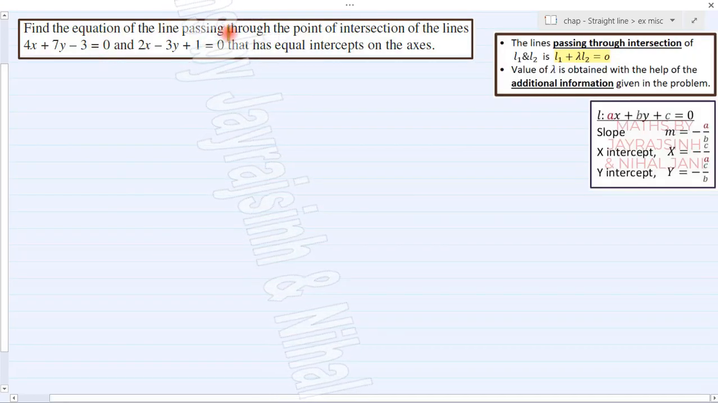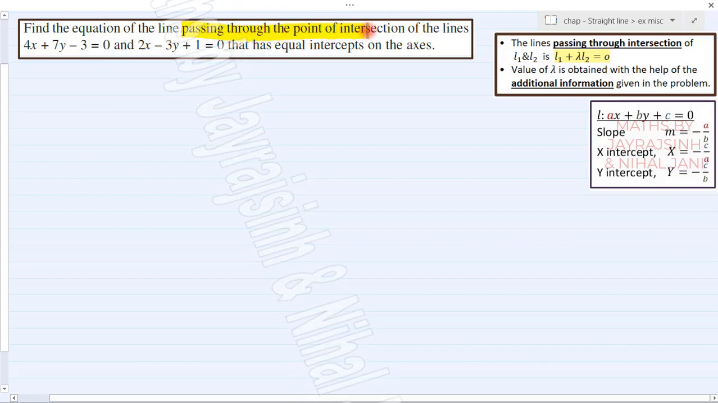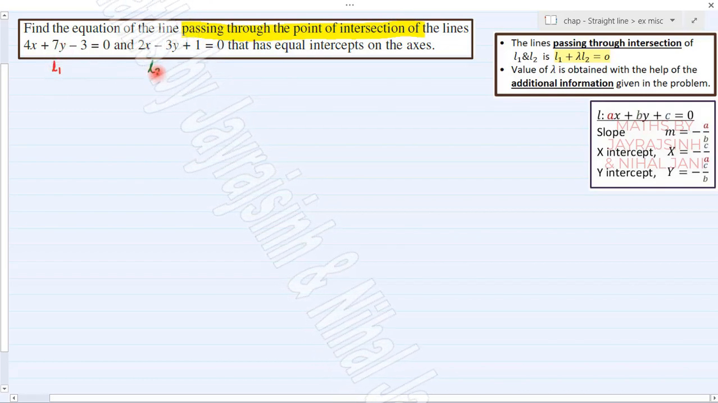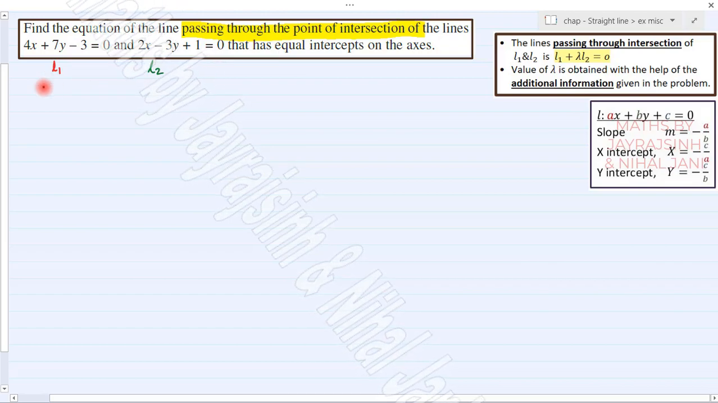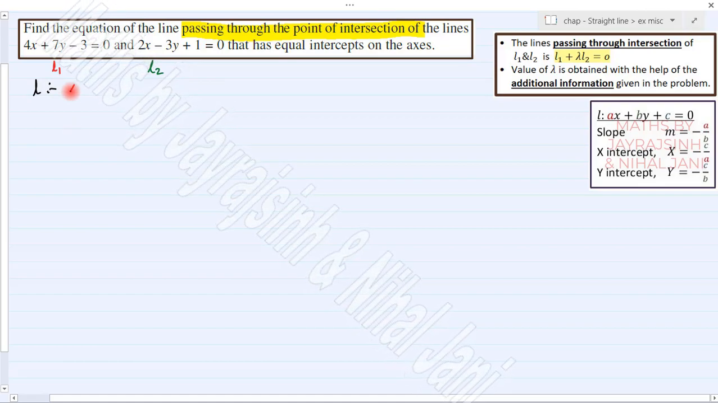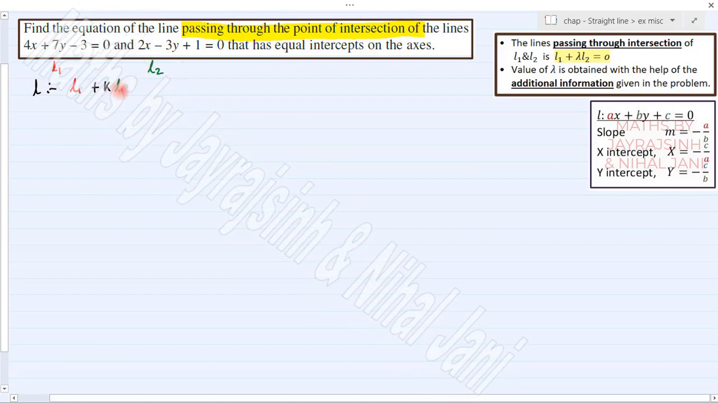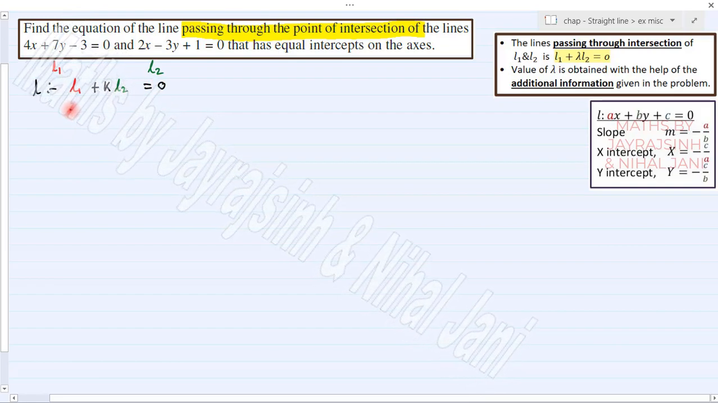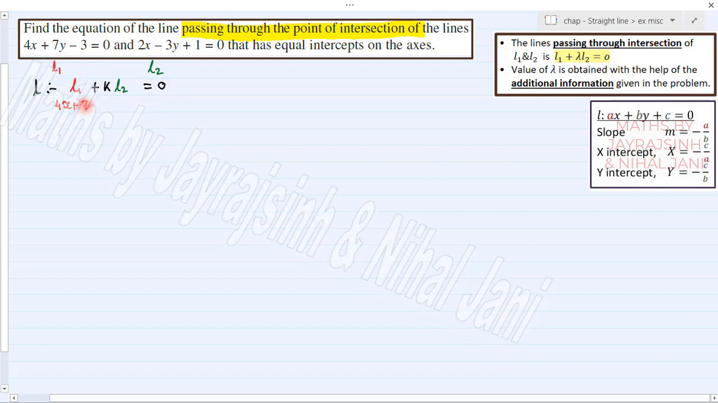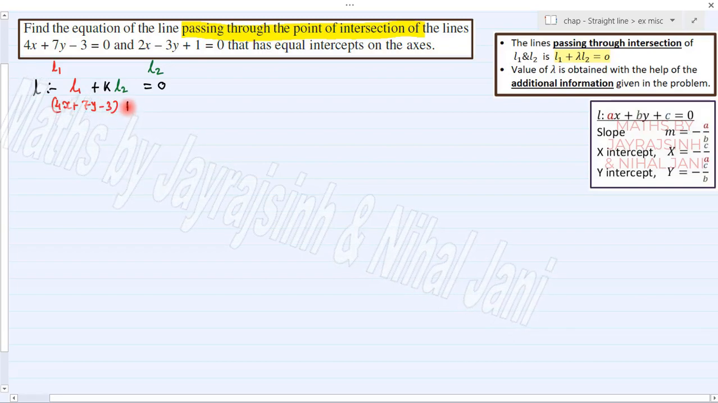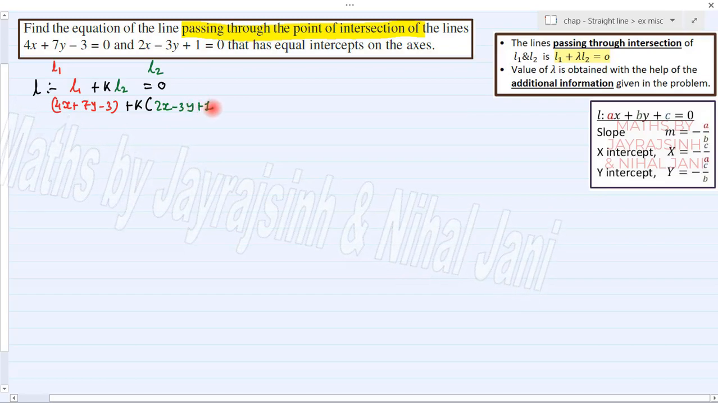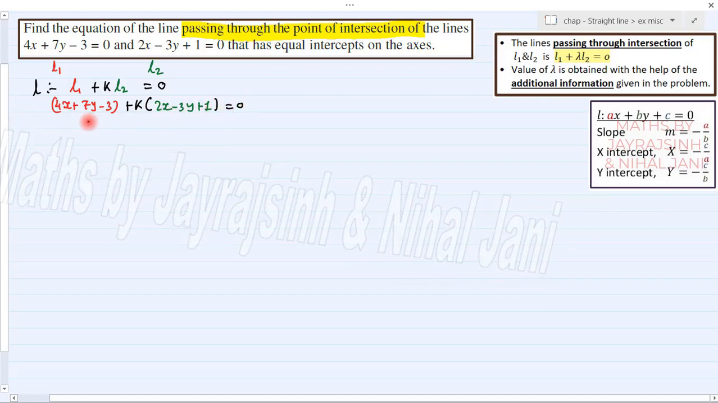We have to find an equation of a line passing through the point of intersection of these two lines. Let's say the first one is your L1 and the second one is your L2 line. Now, we know that the equation of a line, let's say L, passing through the intersection of L1 and L2 is given by L1 plus K times L2 is equal to 0. So, let's substitute the equations of the lines. Your L1 is 4x plus 7y minus 3, and your L2 is 2x minus 3y plus 1, is equal to 0. Now, let's simplify.